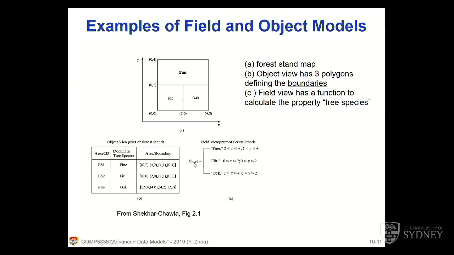So the function takes x and y values. For each pair of x, y values, we can work out the function's value, which is basically the tree type. And it's a step function because we only have 3 values, right? Either pine or fir or oak. Within this x range and y range, the function's value is pine. Within this x range and y range, the function value is fir. And within this is oak.